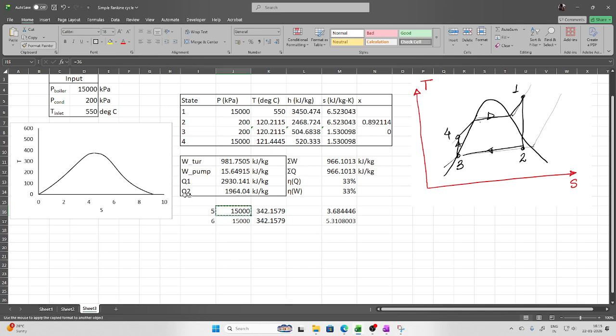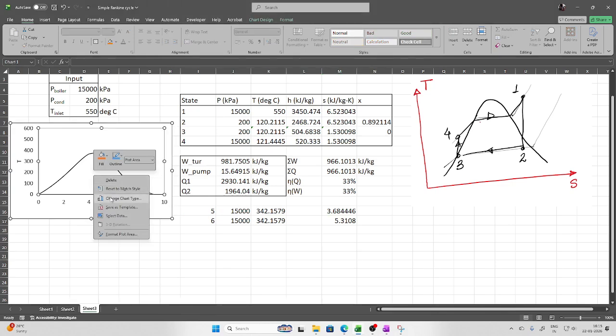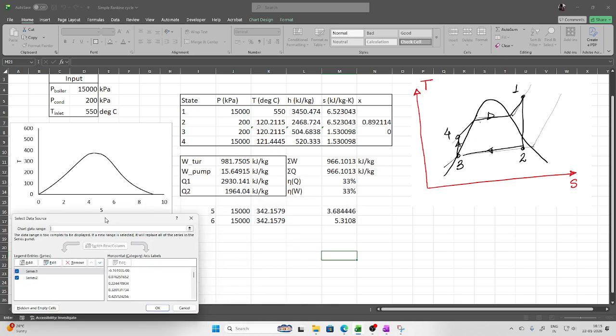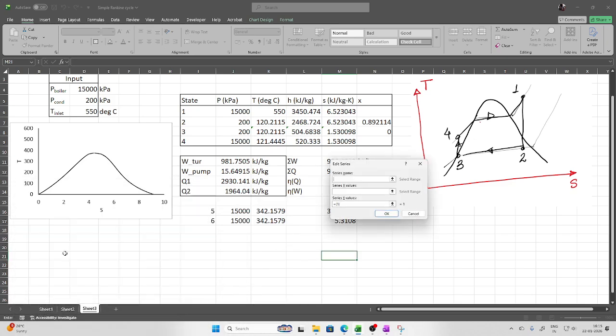So let us also increase the font. Okay, now we will be drawing our cycle. Okay, so look very closely. So first thing, we will be drawing this 1 to 2. So it is 1 to 2. So what is there in the x-axis? It is entropy. So S1 and then hold control, and this is S2.